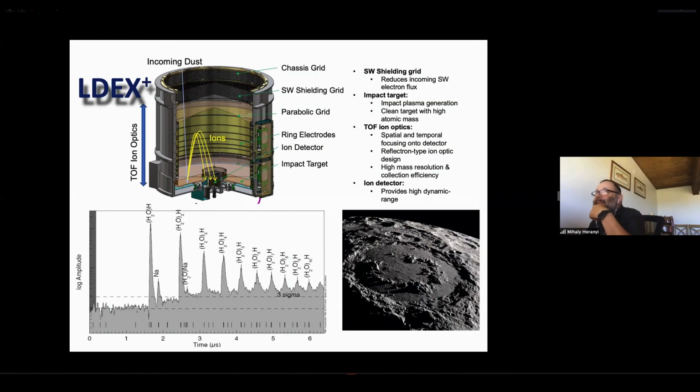This is LDEX Plus. Imagine that instead of LDEX, we fly an instrument where the impact generated plasma is used as a time of flight mass spectrometer input. This was done on Cassini. Cassini was a linear time of flight measurement with a mass resolution of about 30. But on the bottom left are the ice measurements of Saturn's E-ring. You cannot confuse ice with anything else because it breaks up into clusters of water molecules. And this comb is unmistakable to tell you that you found ice.